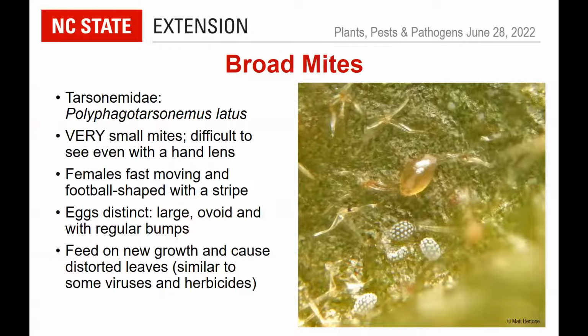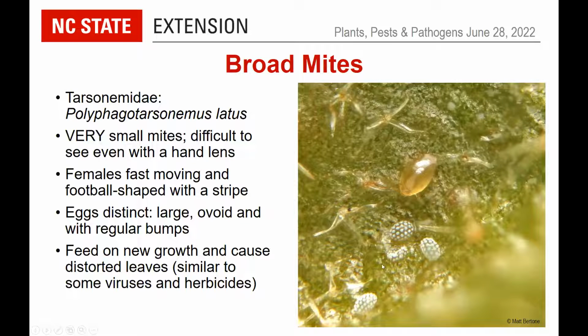And finally, broad mites. Broad mites are in the family Tarsonemidae, another scientific name to challenge people with. These are very small mites, about the size of eriophyids, maybe a little bit bigger. Both of those mites are much smaller than a spider mite. These are difficult to see even with a hand lens, but if you can see them up close, you may see these fast moving females that are football shaped with a stripe down their back.